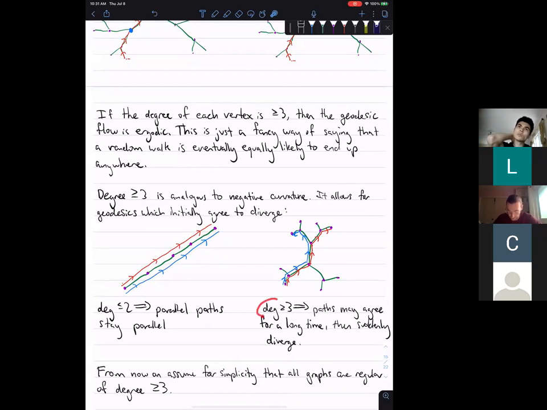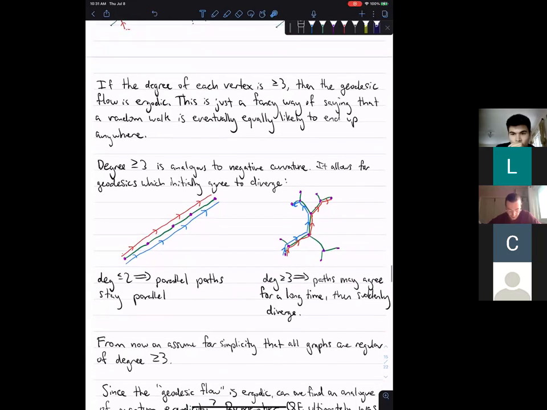If you have degree at least 3, then it's possible to have 2 paths that for a long time agree, but then suddenly, one takes a step in one direction, the other takes a step in another direction, and then they become decorrelated. Just because you know what happens in one path doesn't mean you know what happens on the other path anymore. So they've started to diverge. So this is like parallel lines diverging, kind of. It's sort of the analog.